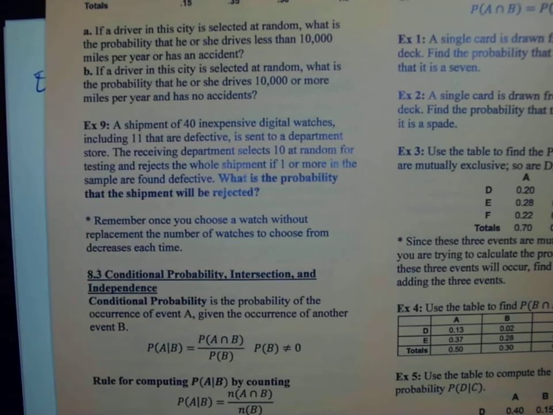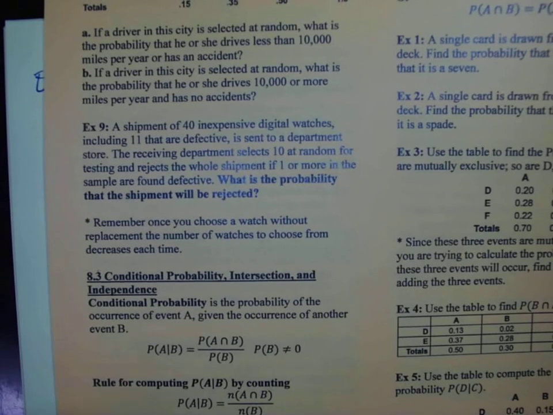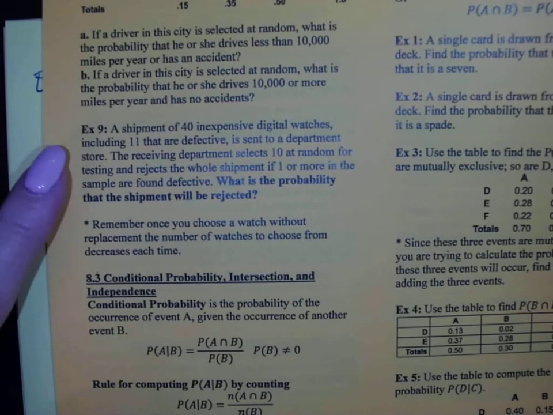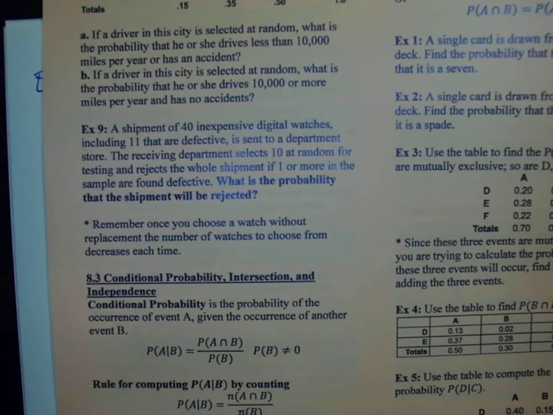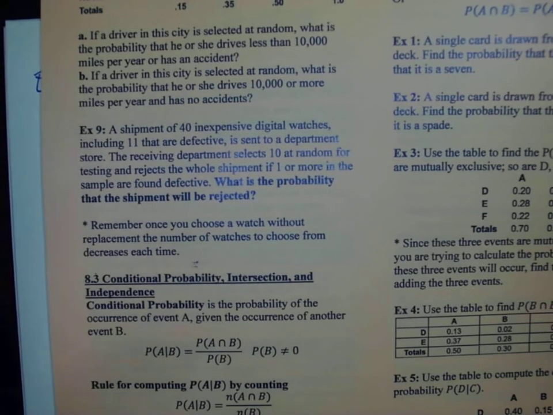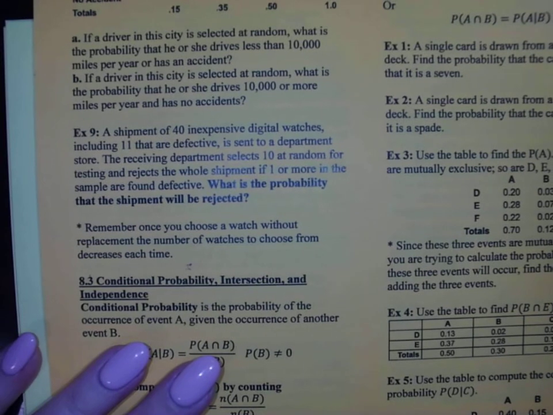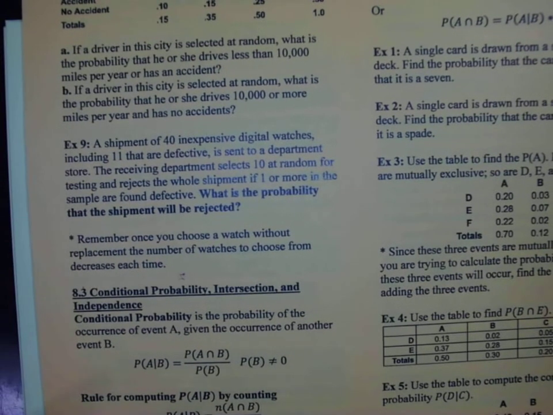All right, and remember, once you choose a watch without replacement, the number of watches to choose from will decrease each time. Now, when you do this type of problem in your homework, the way that they're doing it is not the way we're going to do it, because we're not covering permutations and combinations, which you could do it with, but we're not doing that in this course because we don't have enough time with all the other things that we're doing. So I'm going to show you how to do this without doing what they said.